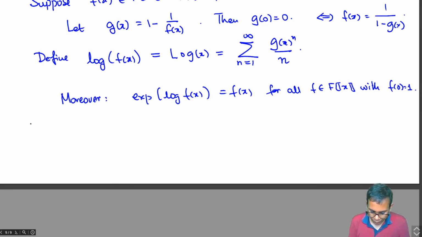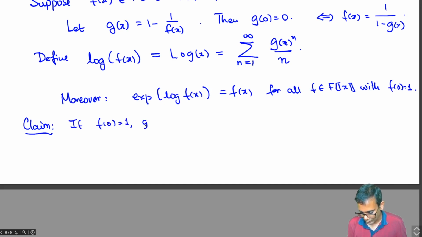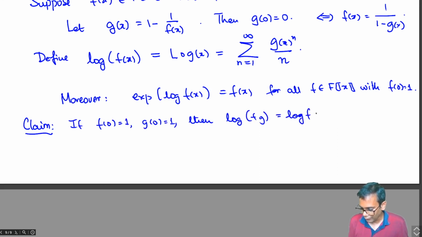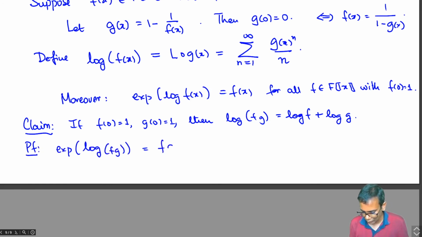Okay, now I want to show that the log has the property of turning products into sums. So if f(0) equals 1 and g(0) equals 1, then log of fg is equal to log of f plus log of g. To prove this, what I'll show is that exp of log of fg, that is the exponential of the left hand side, well, this is certainly equal to f times g. What about the exponential of the right hand side?